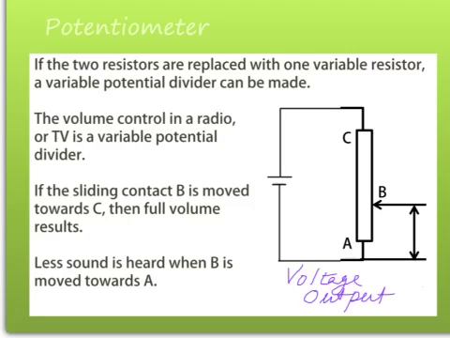What actually happens is this sliding contact B divides the variable resistor into two parts, top part and bottom part. So as you move B towards C, the bottom part gets bigger and bigger, therefore has more and more resistance, and therefore the corresponding voltage output also gets bigger.